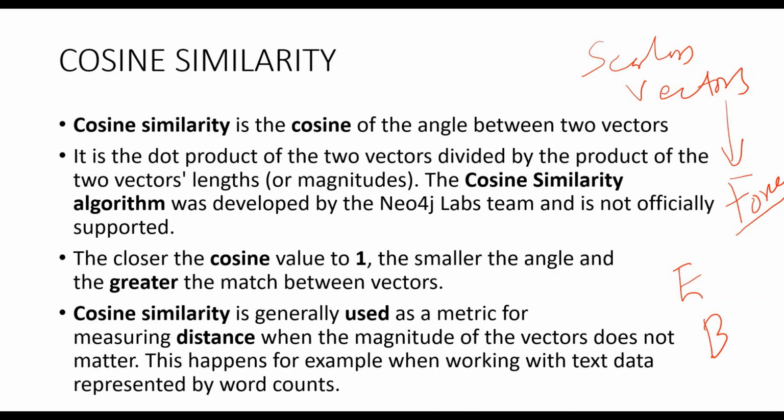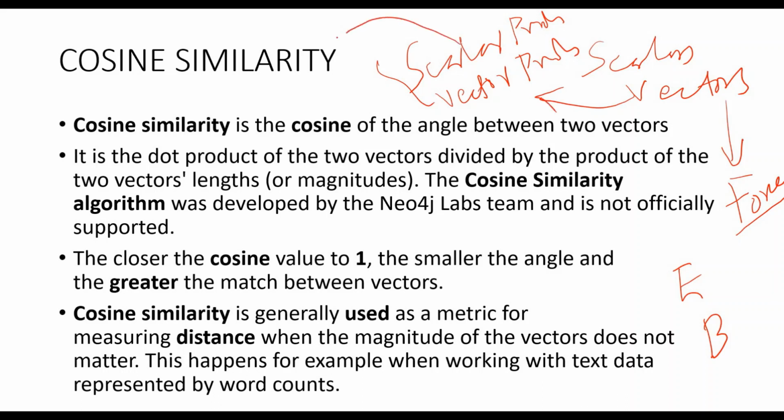For vector multiplication, there are two types of rules we follow: one is the scalar product and the other is the vector product. These two are for the multiplication of vectors. The cosine similarity comes from the scalar product. The cosine similarity we are defining from the scalar product of vectors. I am not discussing the vector product here.